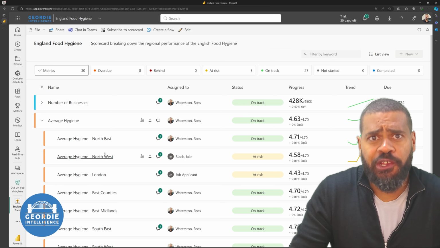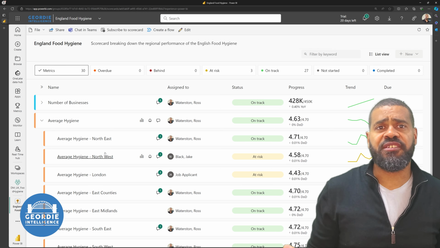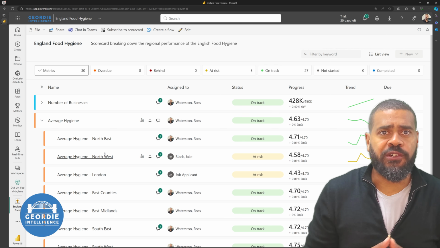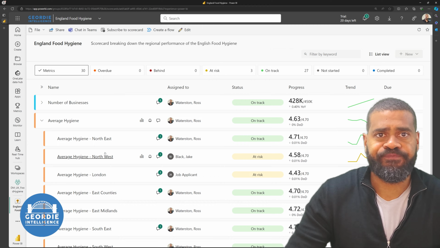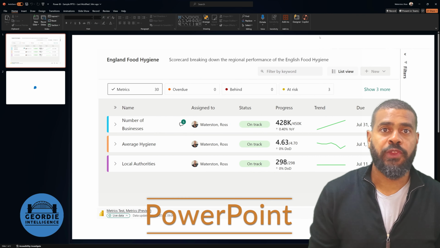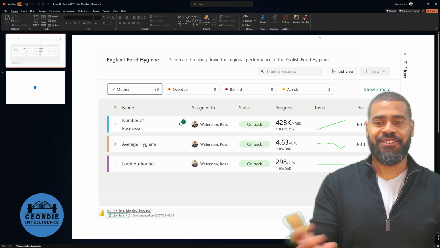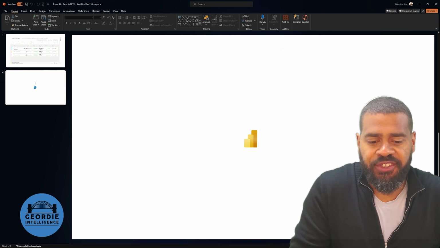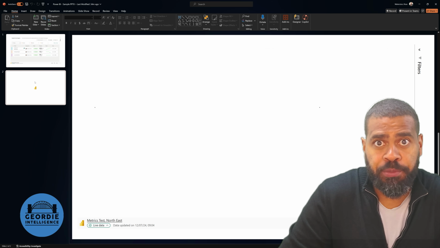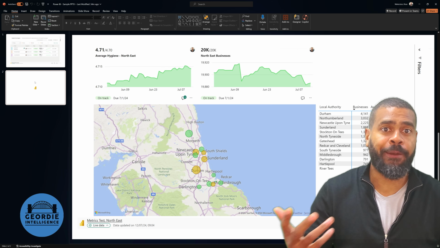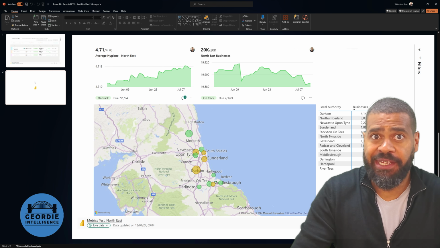But what does that look like on the other side? Because that's the point, isn't it? That was always the goal. What does it look like in PowerPoint? The answer is like this. It's not difficult, it's not crazy. But what this does is these are linked report pages. This is one of the things you can now do with Power BI and PowerPoint. So you can have these bringing in live data.